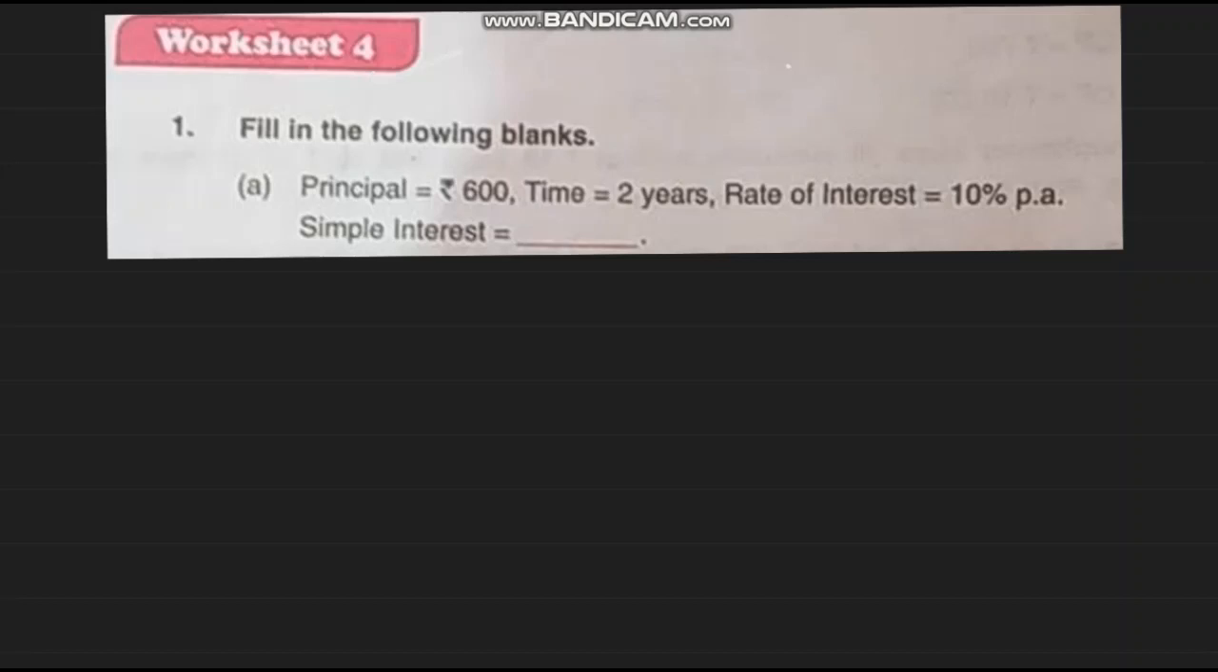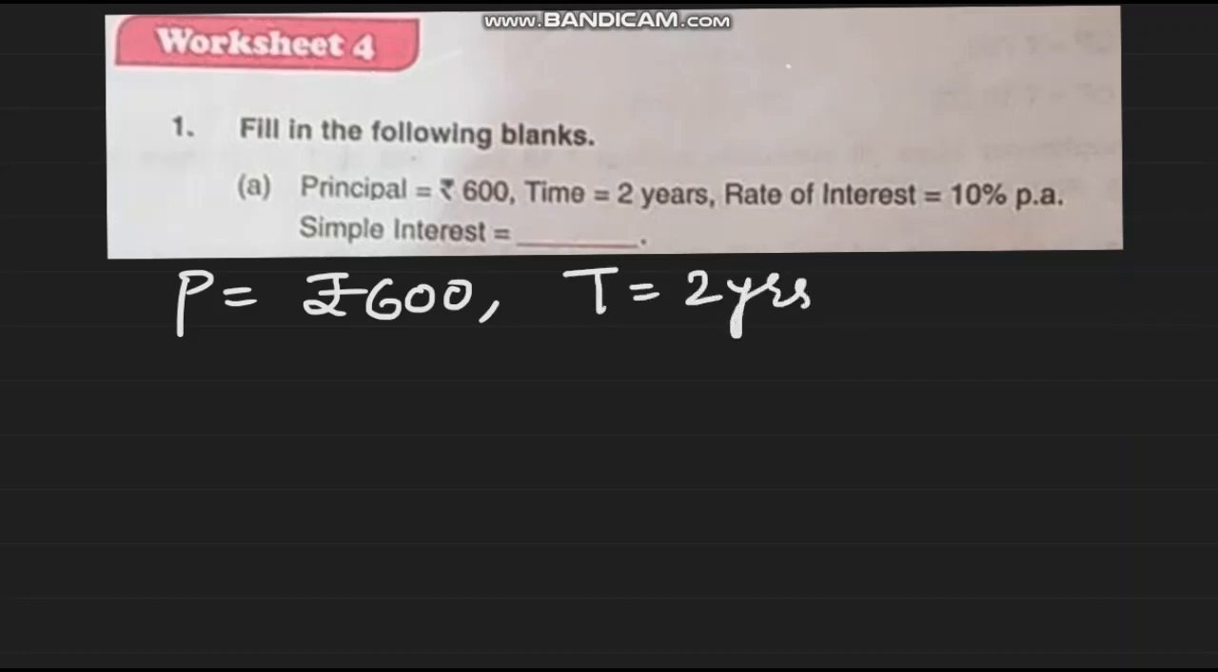Now let us see worksheet 4, question number 1. Fill in the blanks. Now see, principal. What is the principal given here? Principal amount P is equal to rupees 600. Time period is 2 years. And rate of interest R is 10% per annum. Percent per annum means for every 100 rupees, the extra amount paid will be rupees 10 every year. Per annum means every year.